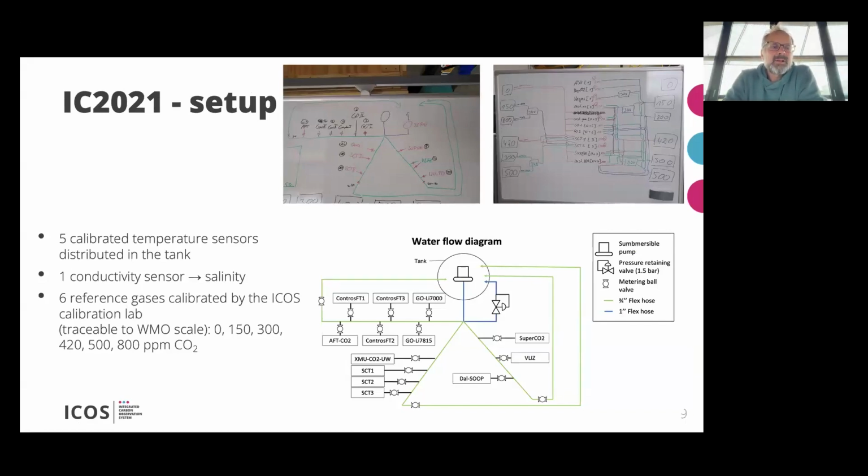As I said, we had these 5 calibrated temperature sensors to ensure homogeneity, or at least to track it. And now we can say, yes, the tank was well mixed. We had the 6 reference gases. And down here you see the water flow diagram. We had 3 circuits where we needed to connect the instruments. It was a little bit of a brain exercise to do it in the right way. The gas connections were even more challenging, to distribute the right gas concentrations at the right time to the right instruments. But we managed. All instruments got water and all instruments got the gases that they needed.